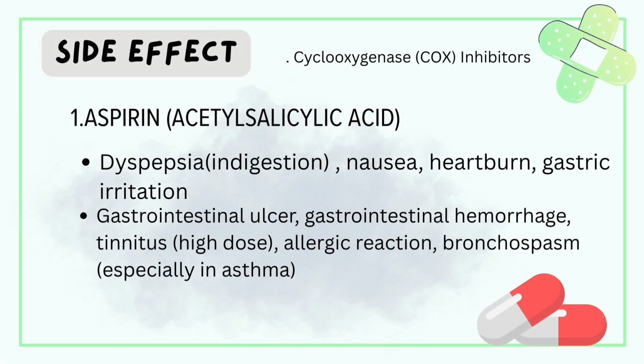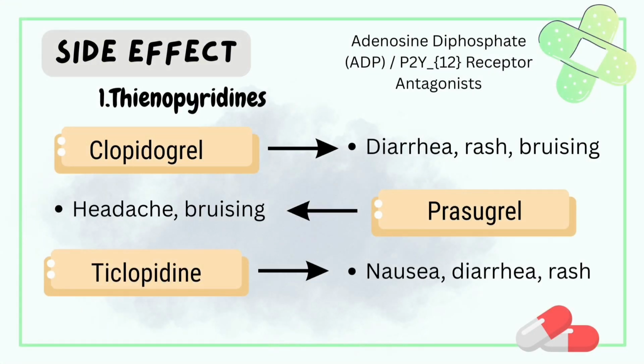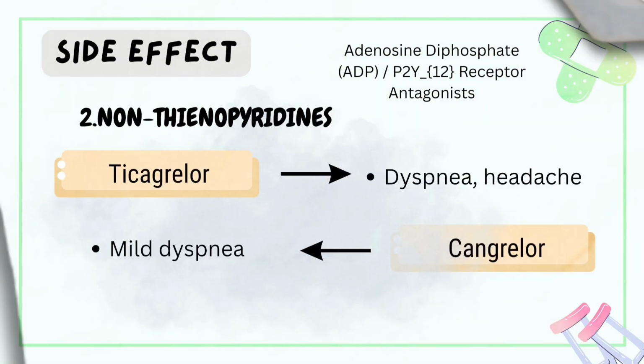For aspirin, common side effects include dyspepsia, nausea, heartburn, GI irritation, ulcers, GI bleeding, and tinnitus at higher doses. For ADP antagonists, clopidogrel can cause headaches and bruising. Ticlopidine may cause diarrhea, rash, and bruising, while prasugrel can cause nausea and skin rash. For ticagrelor and cangrelor, key side effects to monitor include shortness of breath and headaches.